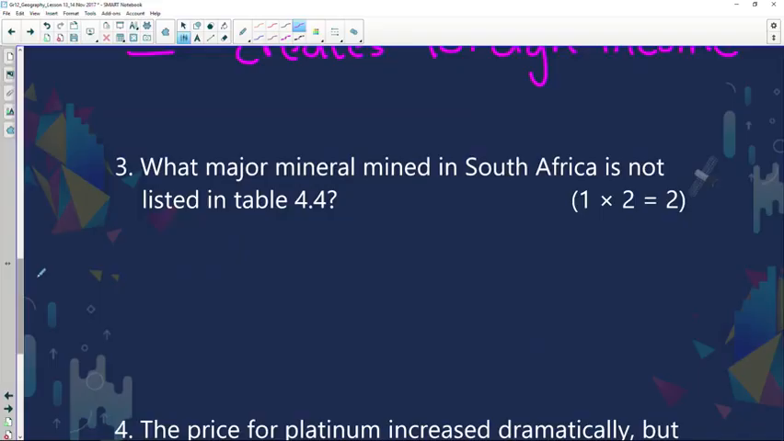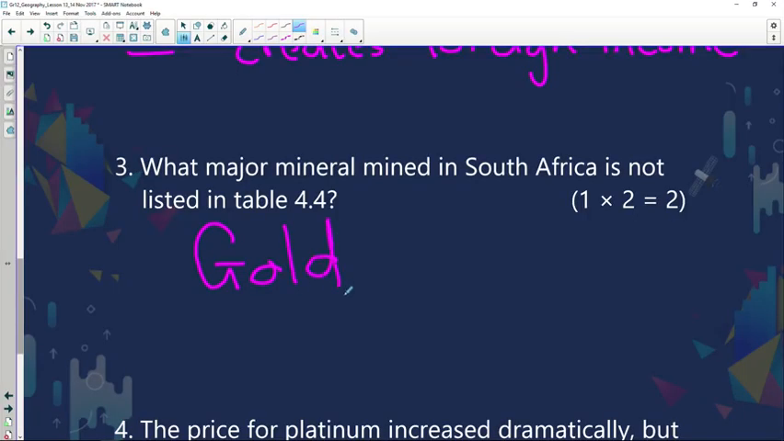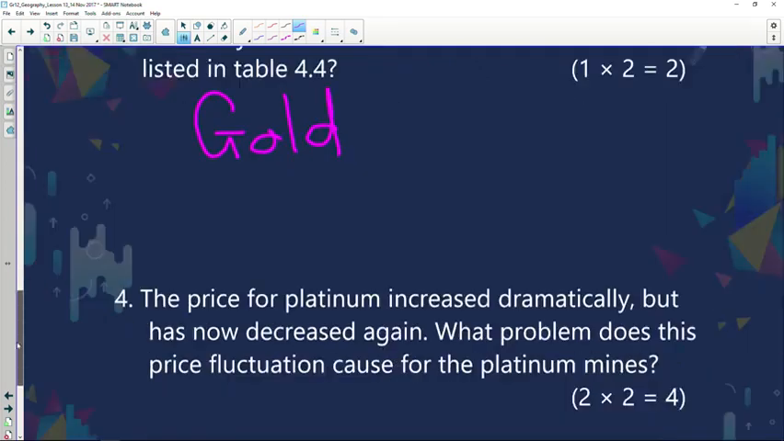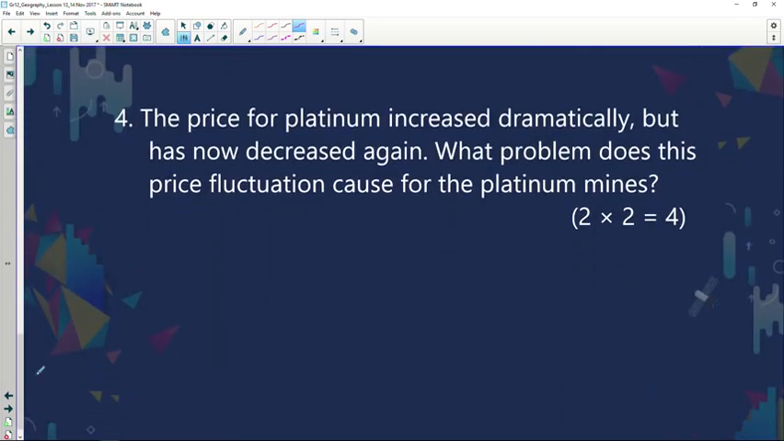Now, believe it or not, what major mineral mine in South Africa is not listed in table 4.4? Believe it or not, that's the mineral that puts South Africa on the map, and Johannesburg is named after it. The city of gold is gold. That's not mentioned over there. Now, the last question, question number 4.